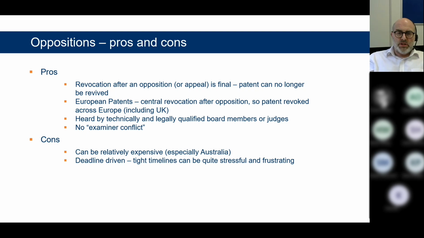The cons, the disadvantages: it can be relatively expensive compared to third-party observations. You are probably looking, from start to finish, at an opposition costing anything between £20,000 and £40,000. In Australia, it could be anything from £100,000 to £200,000, so it can be really expensive. You can keep those costs down, and reduce them significantly, if you're prepared to file very brief arguments, very brief facts, very brief evidence, and make sure that at all stages you're doing what you need to, but no more.